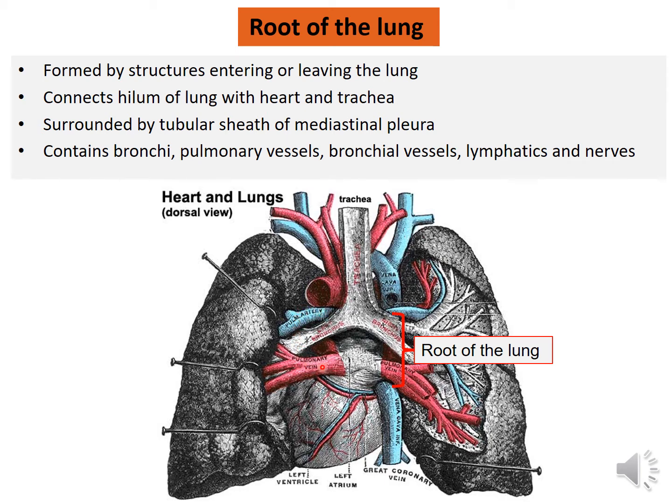I already mentioned, in the root of the lung you can see the principal bronchi, one principal bronchus on each side. Then you can see the pulmonary artery, pulmonary vein. Close to the bronchi you can see the bronchial artery and bronchial veins. You can see some lymphatics and pulmonary plexus. How these structures are arranged in the root of the lung we will see in the next slide.